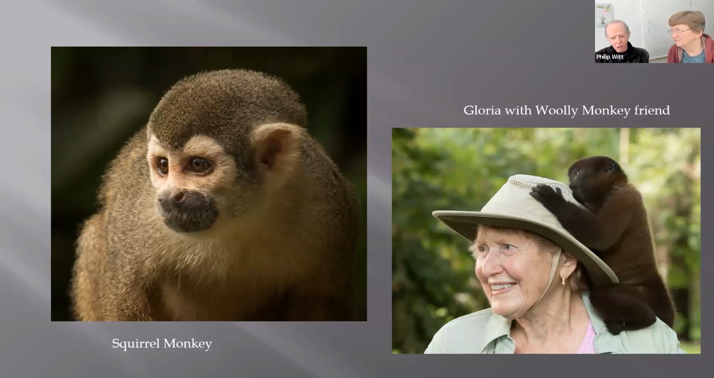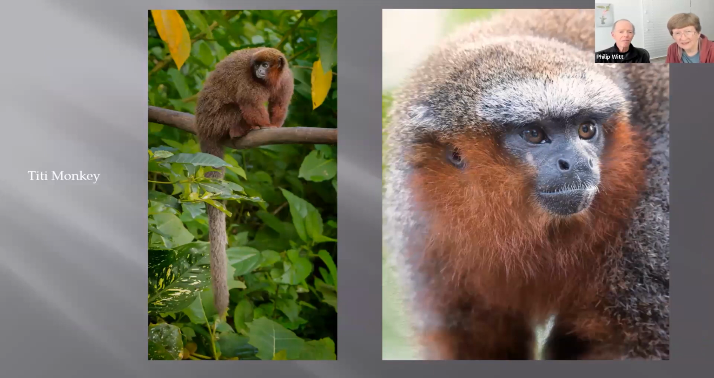New World monkeys are different from Old World monkeys in certain characteristics. One primary one is that the New World monkeys have prehensile tails. Right. Old World monkeys, like chimpanzees, do not. And then on the right was a woolly monkey. That was a baby monkey that took to our friend Gloria. The titi monkey, which is a pretty big monkey here, has that long furry tail.